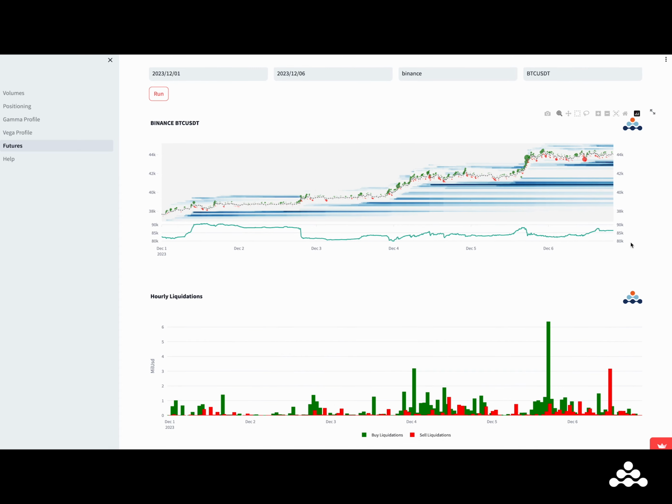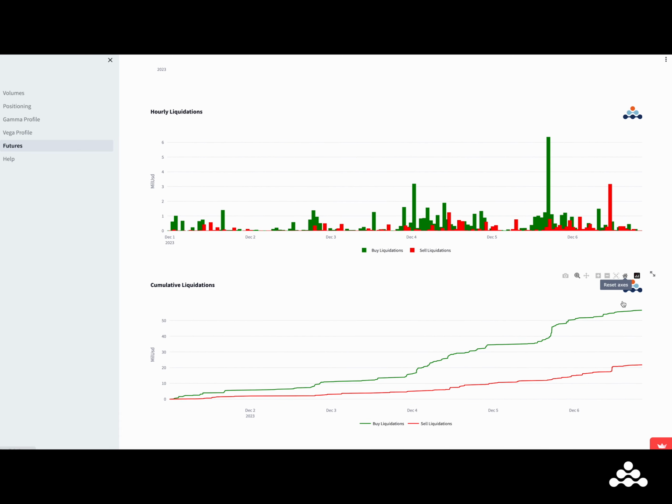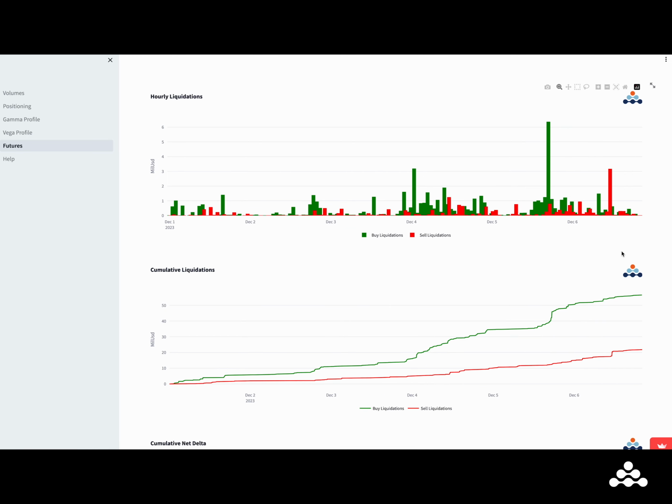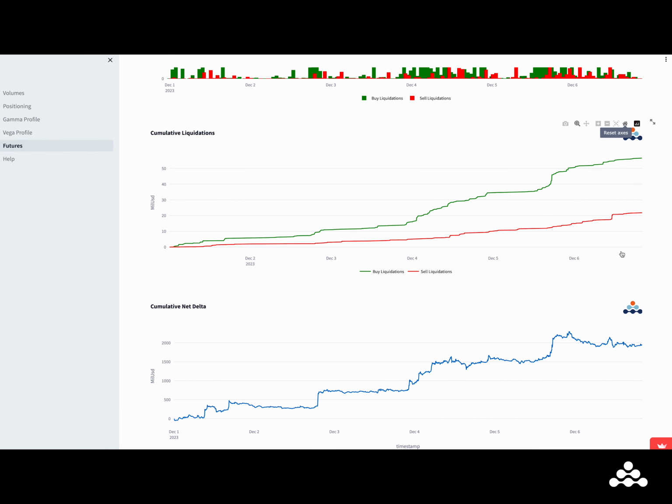$42,900 level. If I scroll down a little bit, what we can see here are hourly liquidations. These are essentially directly from the exchange. We can see the liquidations that have occurred and are reported by the exchange. Same thing here. What we do here is we just take a tally of these liquidations over time. So it's a cumulative chart.